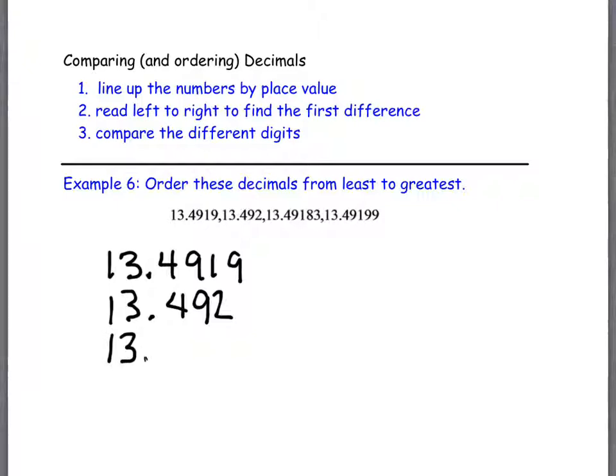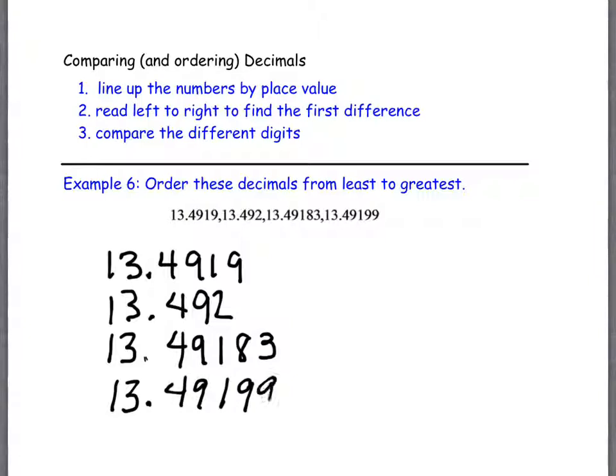13, decimal point, 49183. And then 13 with a decimal point, 49199. Okay, is there 4? 1, 2, 3. I think I got all 4 from there. 1, 2, 3, 4. Yeah.